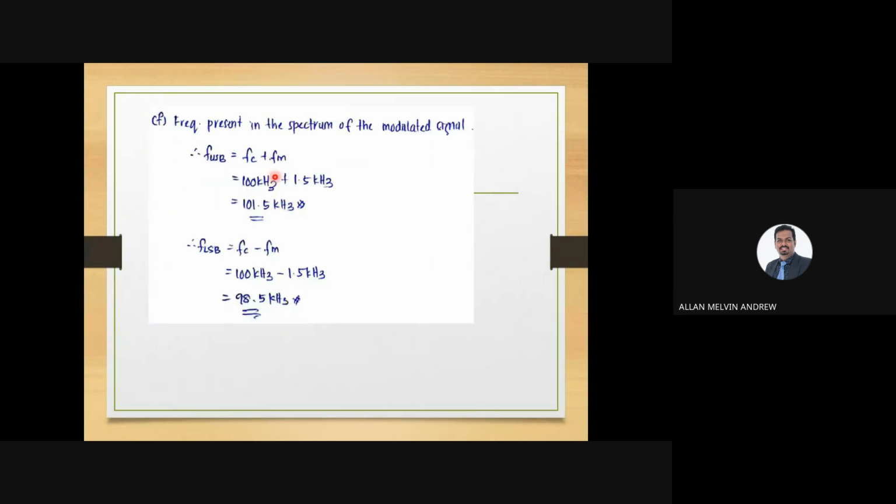And the last part, the frequencies present in the spectrum of the modulated signal. Similarly, FUSB and FLSB. Use the same formula: FUSB equals FC plus FM. All these values are given. So 100 kilohertz plus 1.5 kilohertz gives 101.5 kilohertz for FUSB. For FLSB, the lower sideband frequency, FC minus FM, 100 kilohertz minus 1.5 kilohertz gives 98.5 kilohertz. All these three are the same as question 5.